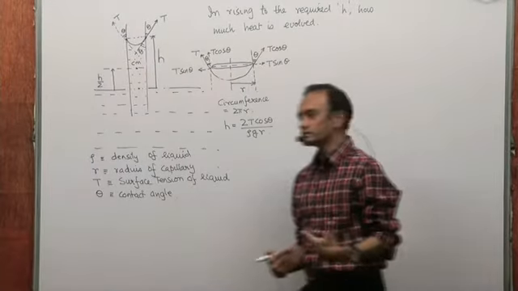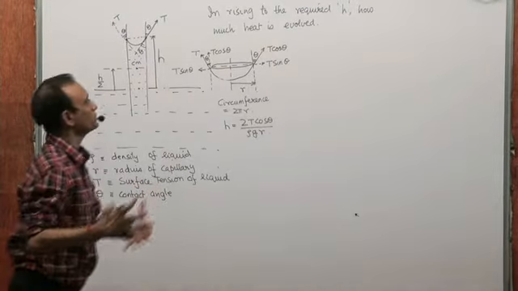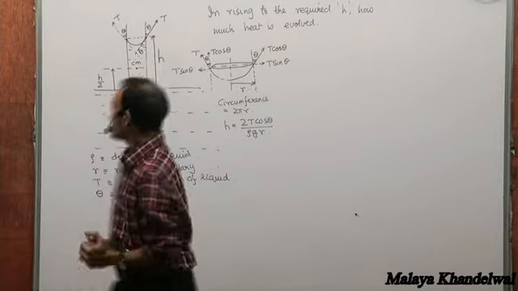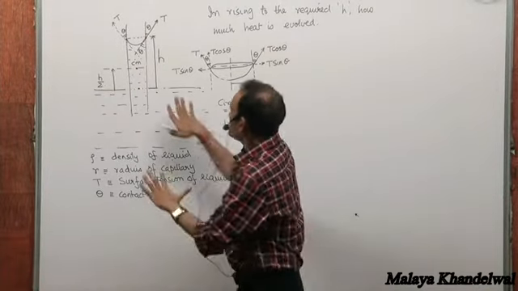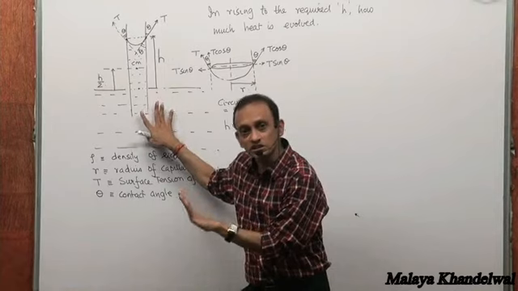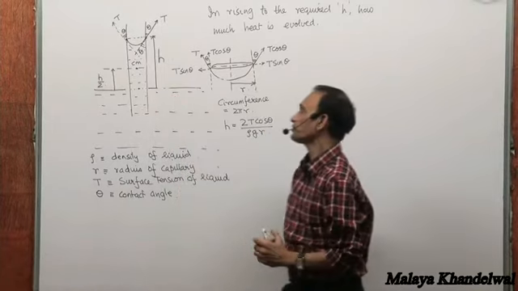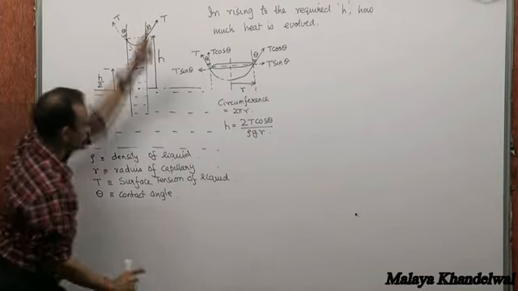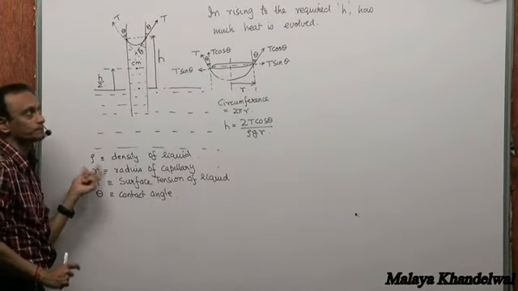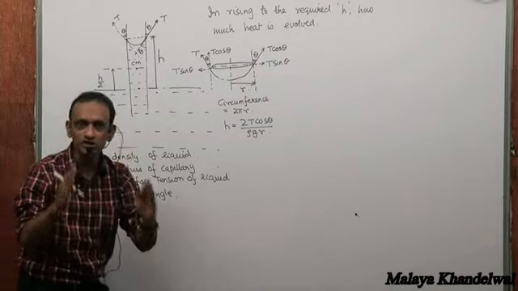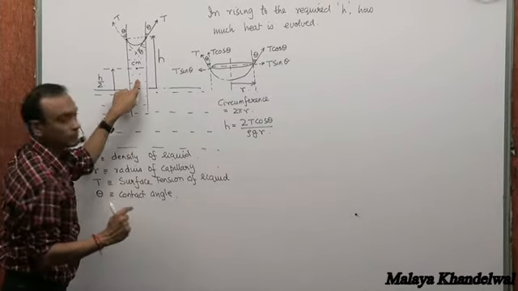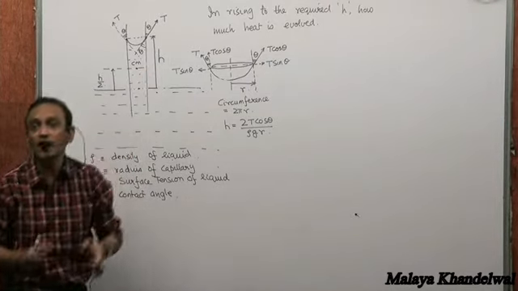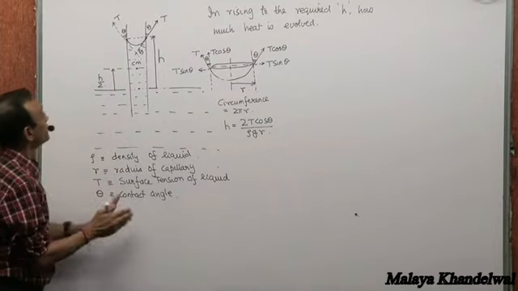Some basics in place, let's look at yet another problem on surface tension. So here's a liquid of surface tension T, density rho, and here's a capillary tube of radius small r. Now the angle of contact between the liquid and the glass capillary tube is given to be theta.